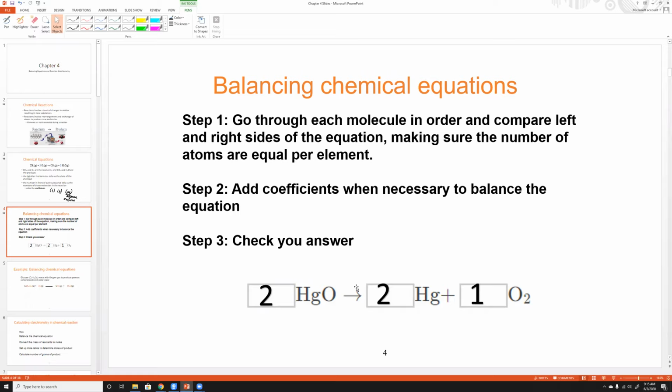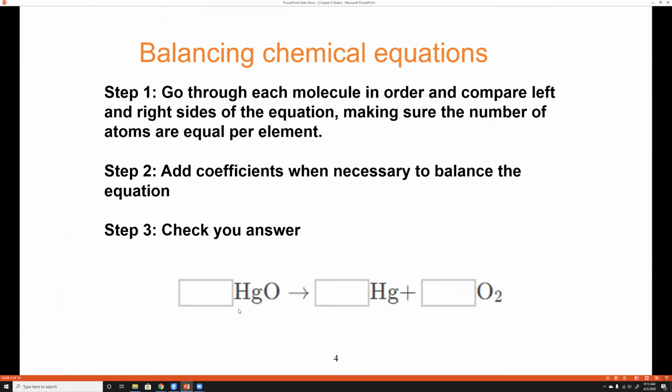I don't like that. I think it's too much work. There's an easier way to do it. So I'll show you how we got this. Now, this is a fairly easy one to balance. So let's just look at it from left to right side. You have HgO makes Hg plus O2.